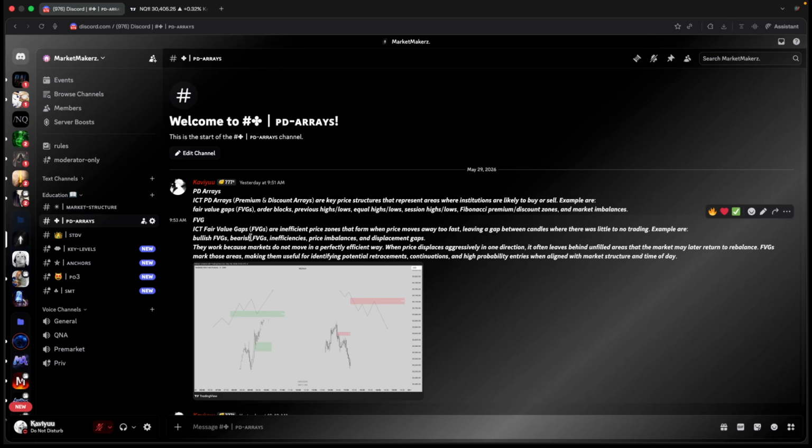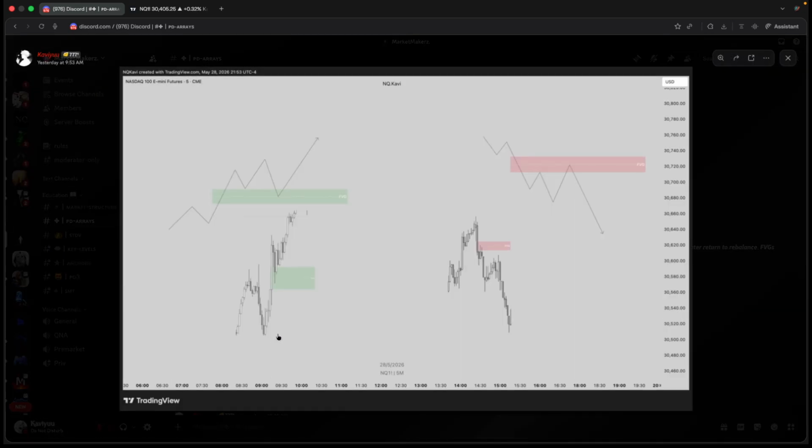So time and price. Alright guys, let's hop into this example, kind of. I might have a live example of this, but it is what it is. Fair value gaps are fairly easy.